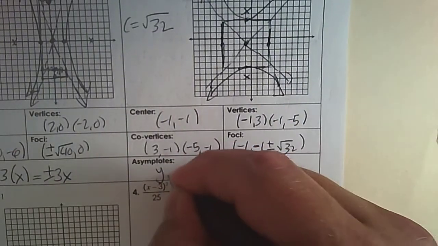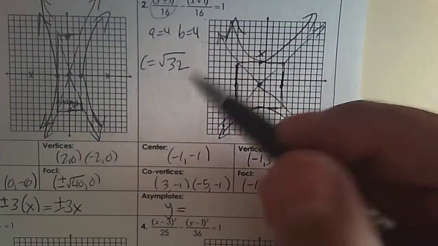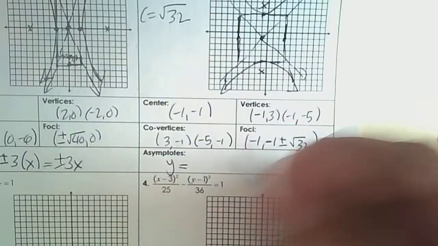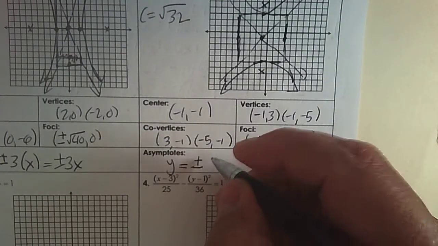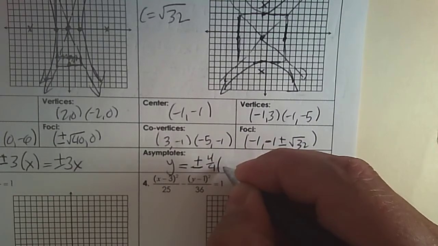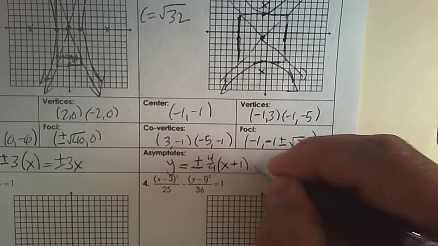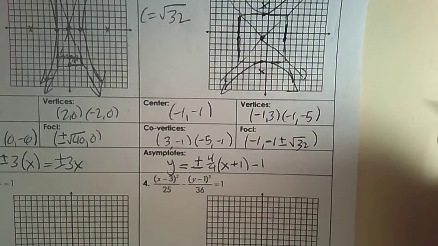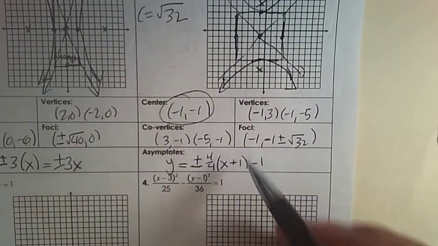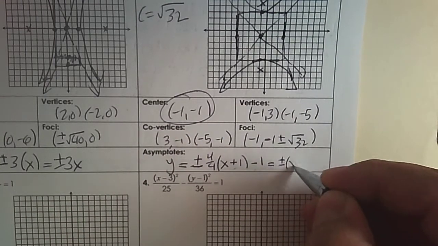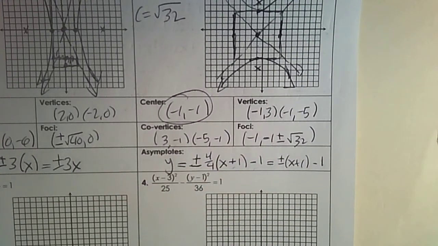And the asymptotes will be rise over run. In this case, 4 over 4, rise over run, will give us 1. So it's plus or minus 1, and then the center, which is at negative 1, negative 1. So that's plus 1 and minus 1. Notice the x-coordinate, the sign changes, but the y-coordinate stays the same. You could also write plus or minus x plus 1 minus 1 for that. 4 divided by 4 is 1.